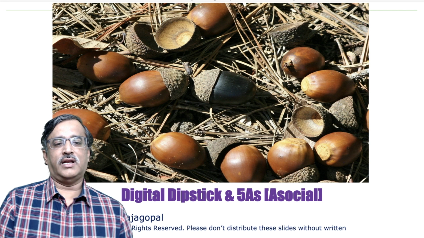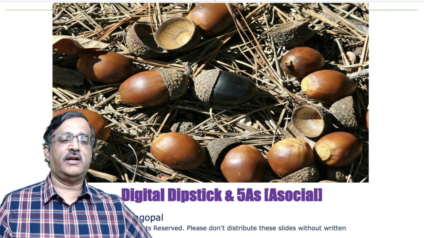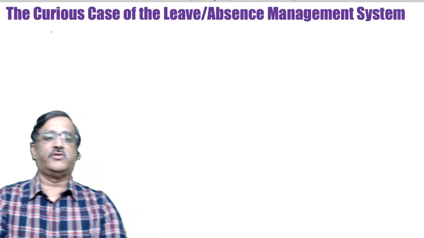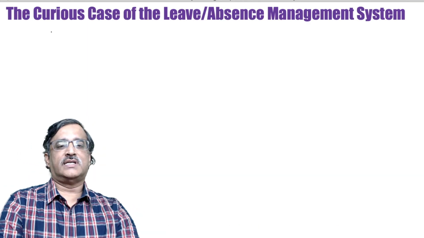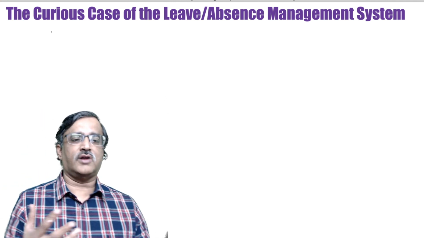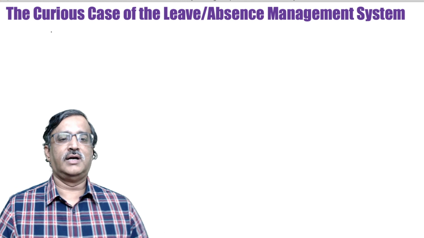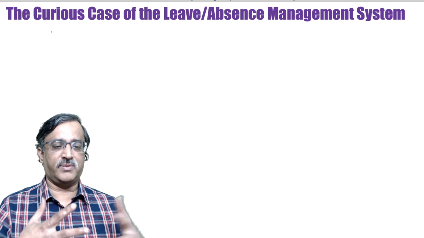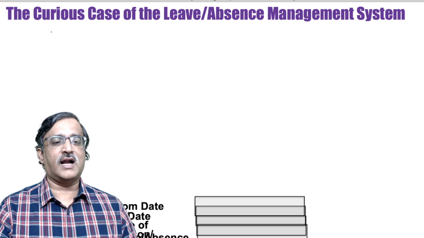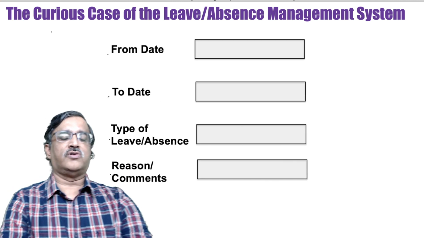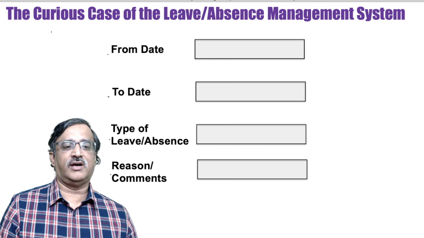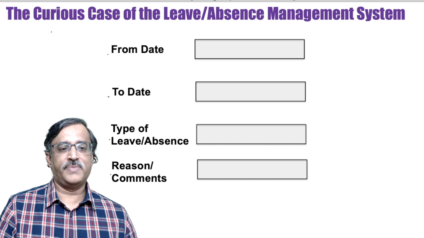Today I want to cover the next of the 5 A's, what I decided to call Asocial. And the exhibit A for me is the leave or absence management system in your firm. When I teach this class, I request one of the participants to pull up the absence management system from their organization. And so far 100% of the time the screen looks something like this. From date to date, the type of leave or absence and the reason why you are taking this.